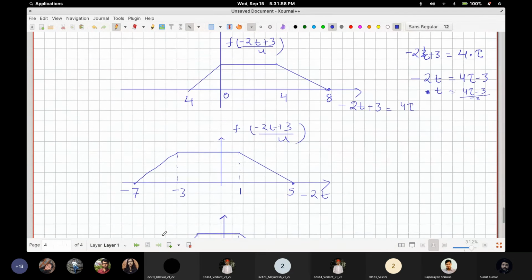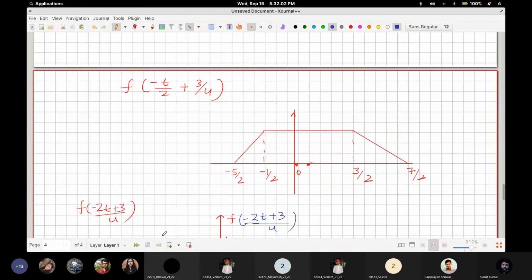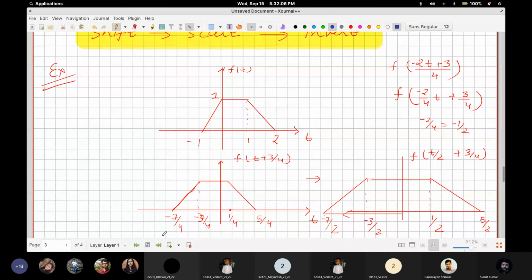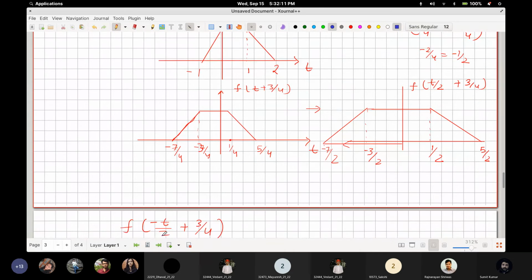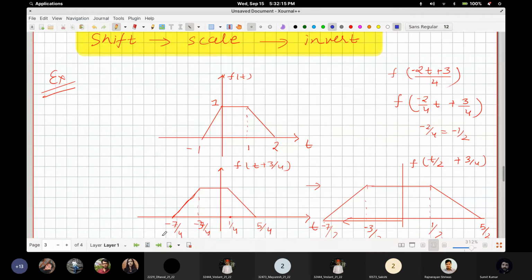The only thing is that here you are doing it using a different method. There you are doing it using a different method. So you can do anything. If you want to do scaling, you can do scaling first. You can do inversion first. The only thing is that you have to keep track of how exactly you are doing it.